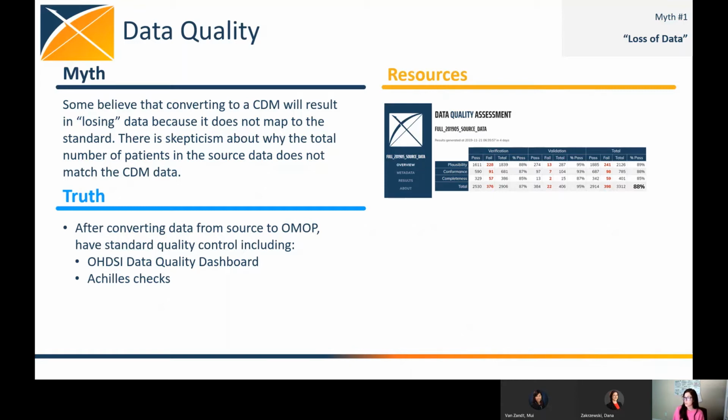The data quality dashboard, which is seen up here, runs 3,300 different checks against an OMOP CDM instance. And then we also have the Achilles package, which runs a full set of characterization studies across the board for every different concept and field that exists in the CDM.